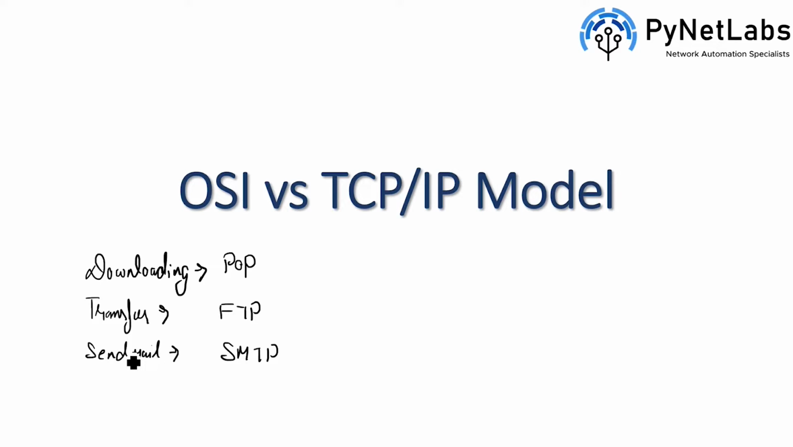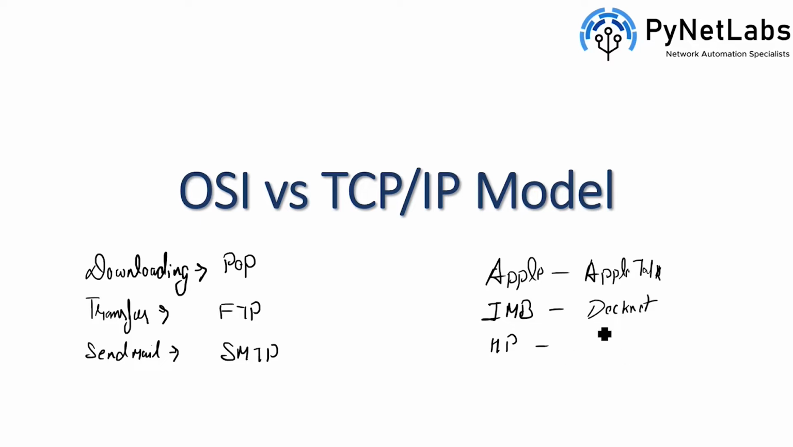So at the beginning of the internet, there were many companies which were creating their devices. For example, Apple was creating their own devices. IBM was also there, creating their own devices. HP was there, Dell was there, and so on. Many companies were creating their own devices. So these companies were creating their own protocols as well. Apple was creating AppleTalk, IBM was creating DECnet, and HP was also creating their own protocols.